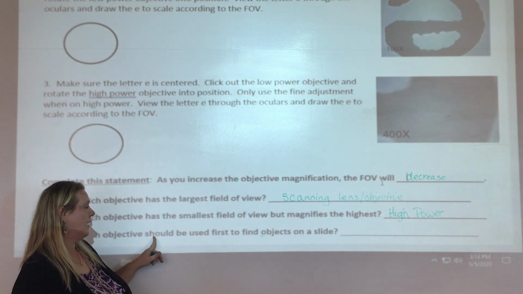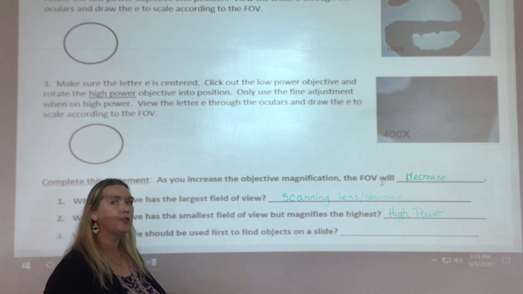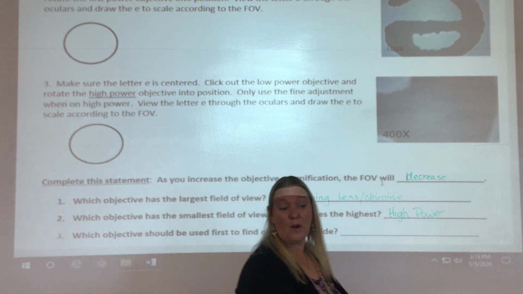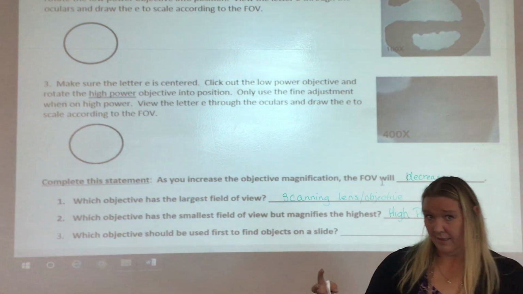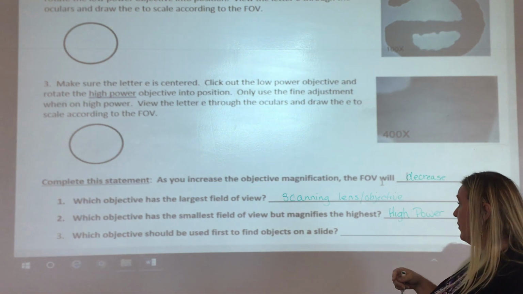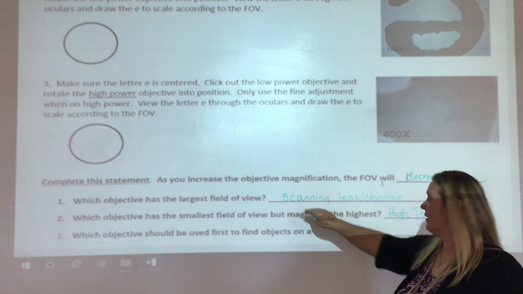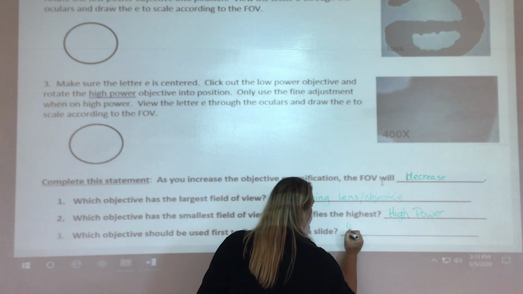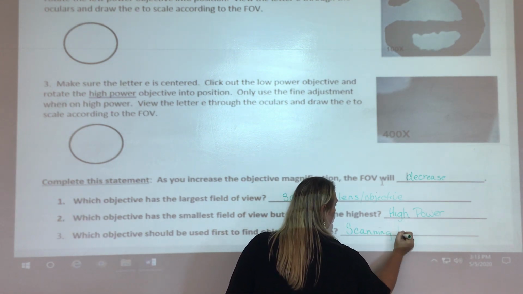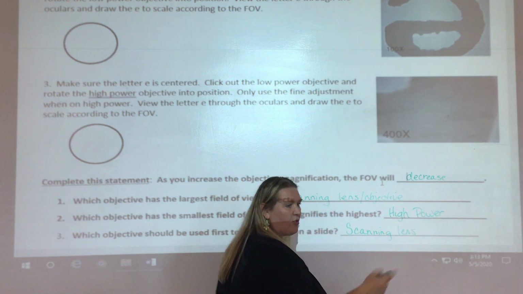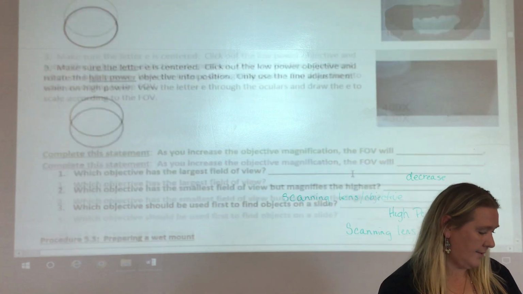Which objective would you use to find the object first? So which one do you start with? I don't even know where it is on that slide, so I need to be able to scan the slide to find it. Which lens would I use? I need to scan to find it, so I need to use the scanning lens or scanning objective. That's where I need to find the specimen first.